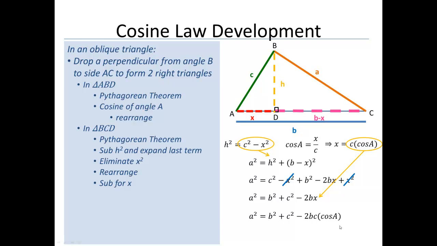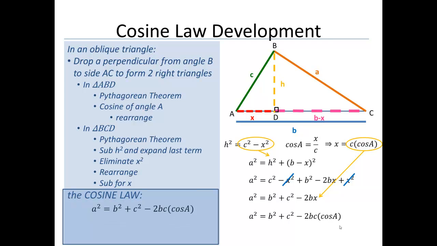Now this is just one form of the cosine law, so we have to remember that we're able to write it in three different ways. The one we just developed is for a squared, but we could do another development. Again, same as before for the sine law, just drop a perpendicular from A to side A or C to side C, and we'll get the other two versions of the cosine law.